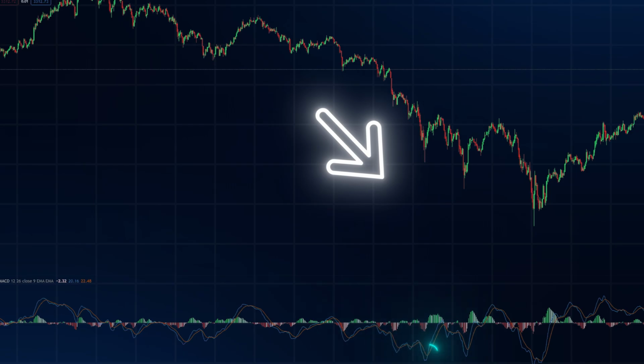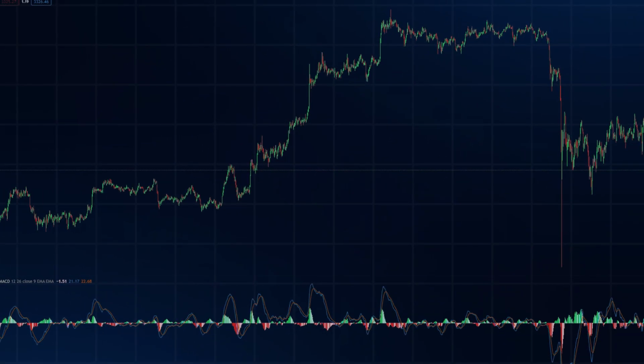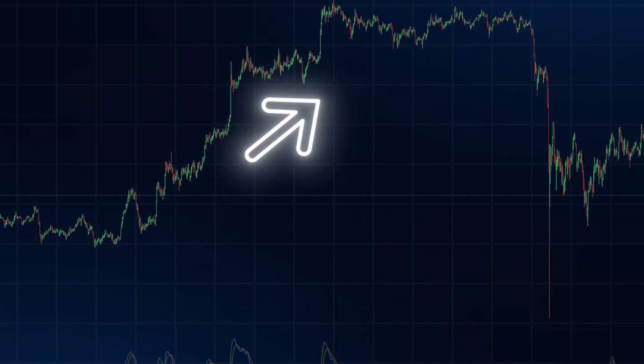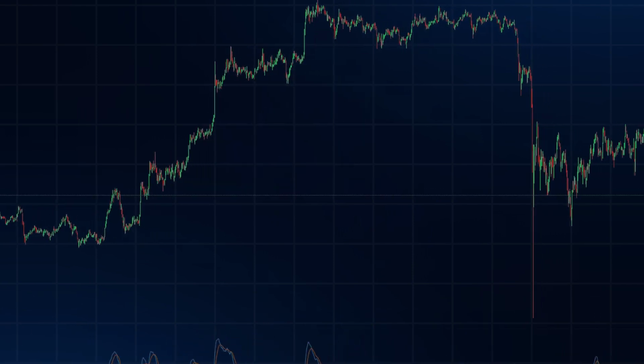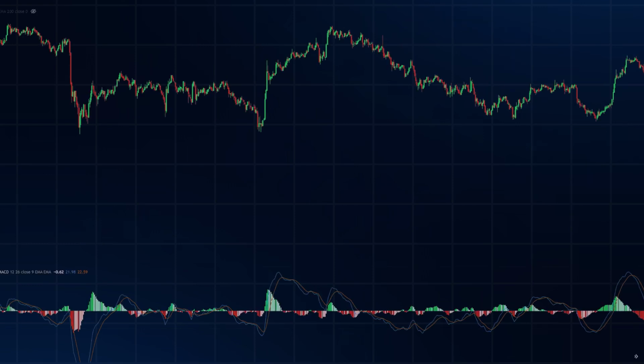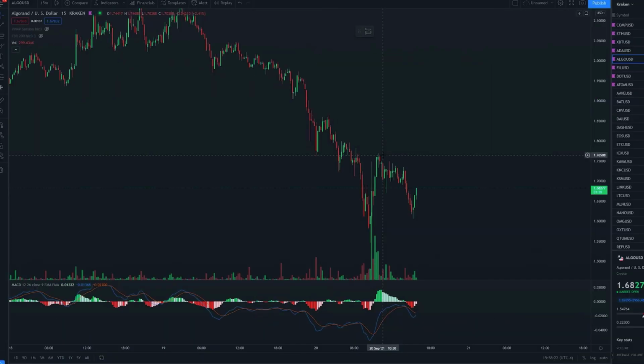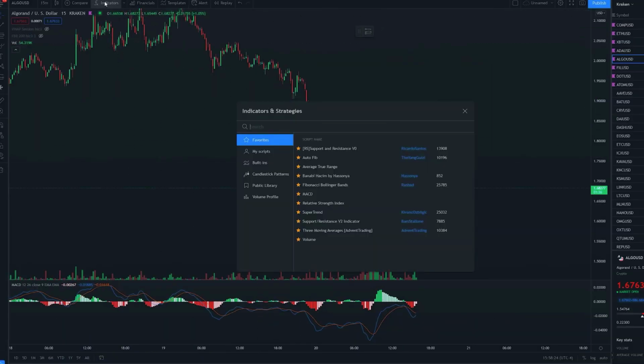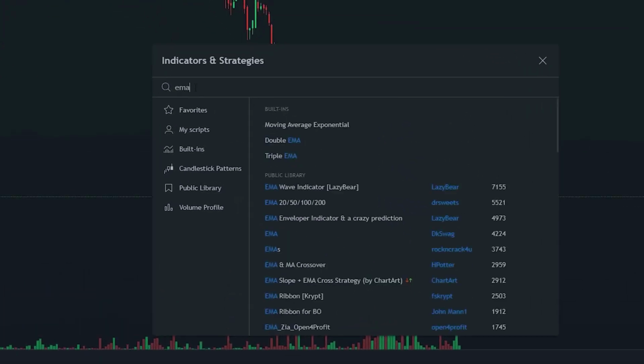A simple fix to this issue: for example, if we're trading long, we only want to trade if the market is in an uptrend. You never want to trade against the trend because the odds will always be against you. So an easy way to figure out if the market is in an uptrend, you simply just need to add a 200-day moving average. To do this, you're going to go to the Indicators tab on Margex and type in EMA, which stands for Exponential Moving Average or Moving Average Exponential.